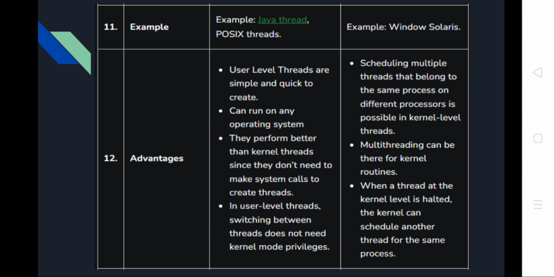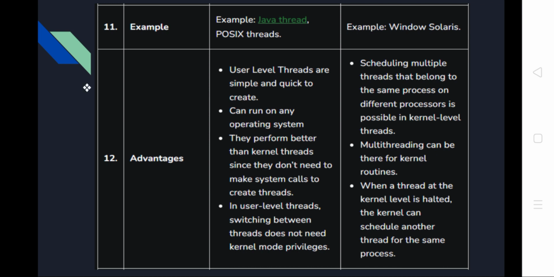In the case of kernel level threads, scheduling multiple threads that belong to the same process on different processors is possible. That means there is a multiprocessing technique, and multi-threading can be there for kernel routines. When a thread at the kernel level is blocked, the kernel can schedule another thread of the same process. That means for the same process, as we saw in these points just before, they can have their own threads to do different operations. That means different threads can be scheduled parallelly.